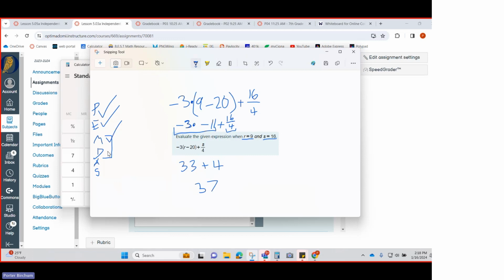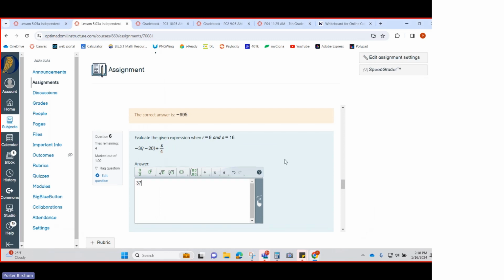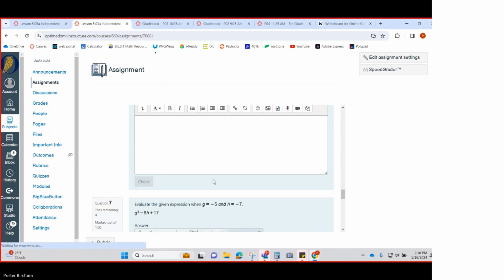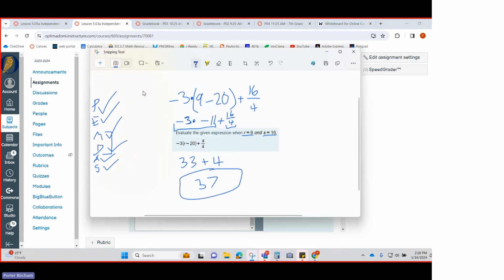So we divided, then we added, and there was no subtraction. We are all done. 37. Your numbers will be different, but I'm sure you can solve it in a very similar way as I did. All right, question 7, almost done.